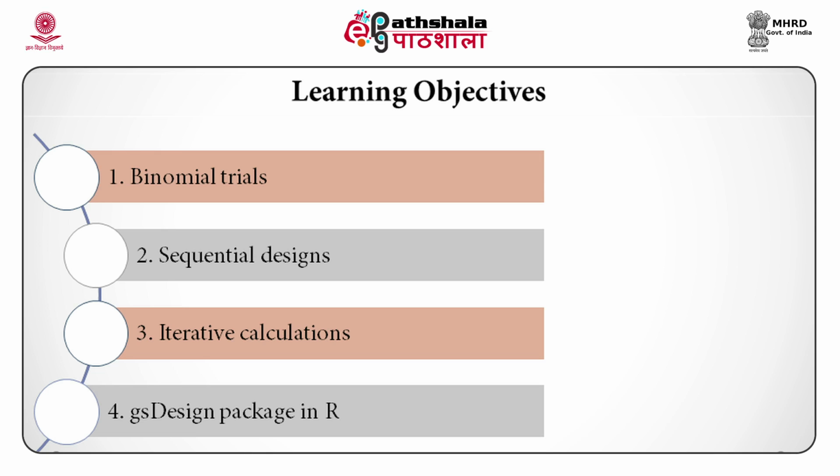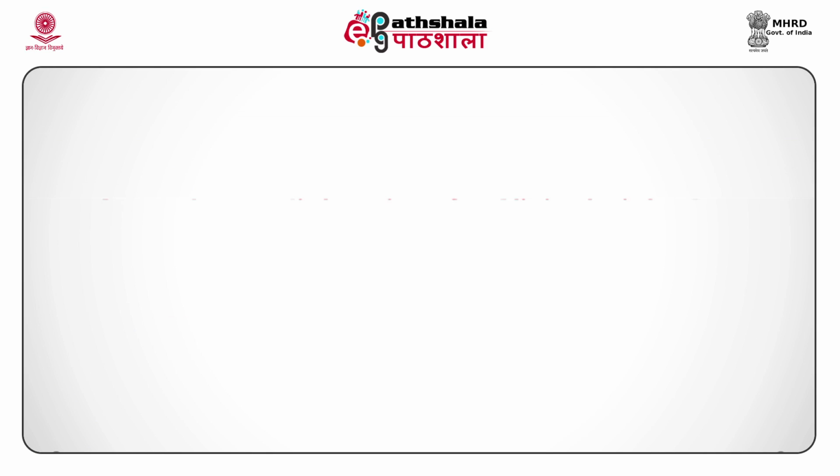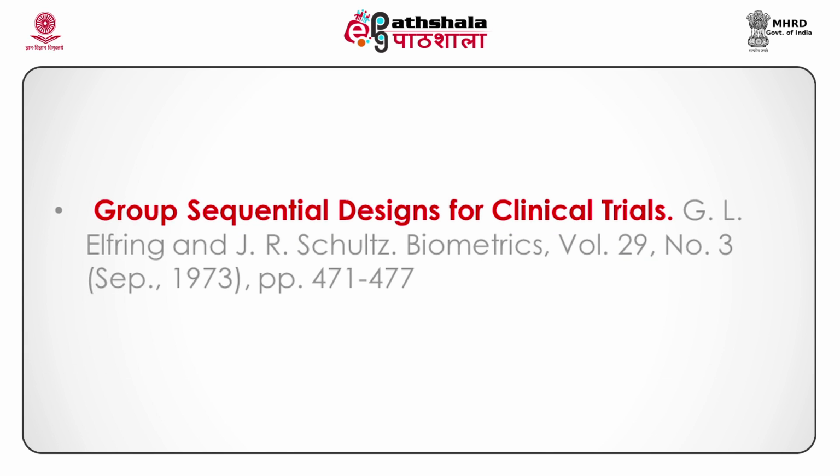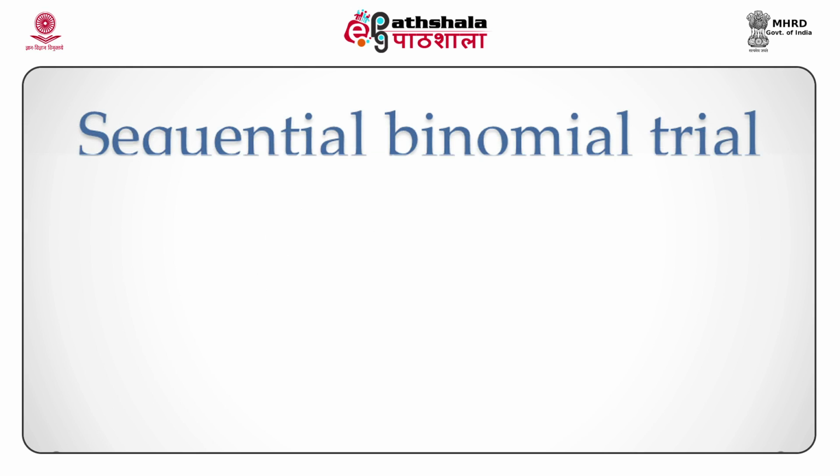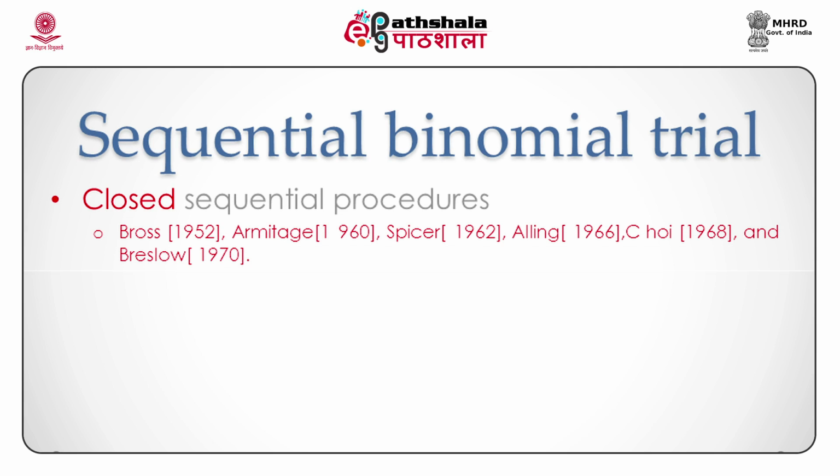Our approach in this module will be based on the paper by Elfring and Schultz entitled Group Sequential Designs for Clinical Trials, which appeared in Biometrics in 1973. Closed sequential procedures for binomial sequences have been presented by several authors: Bross in 1953, Armitage in 1960, Spicer 1962, Alling in 1966, and Choi in 1968, and Breslow in 1970.